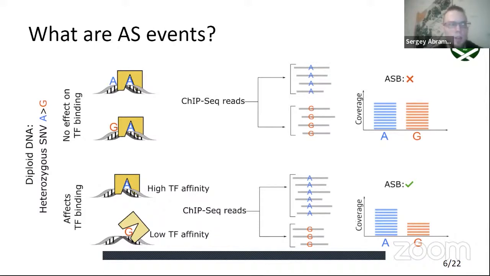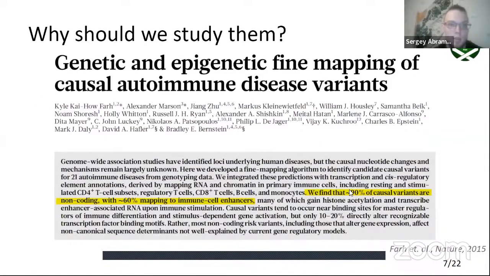Allele-specific events are all well and good, but the question arises, why should we study them? According to studies done in the field, around 90% of causal variants are non-coding, with around 60% mapping to immune cell enhancers, which are specific types of transcription factor binding sites.